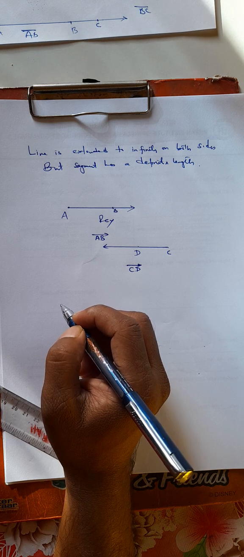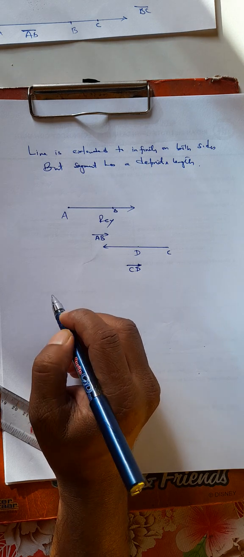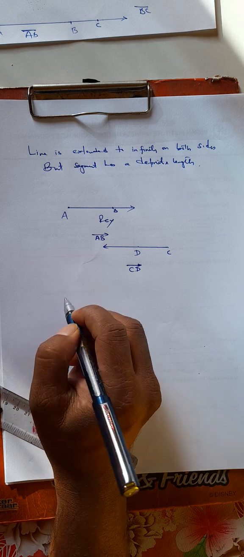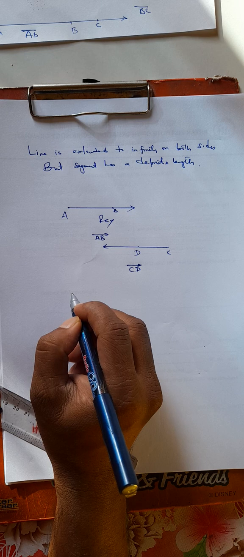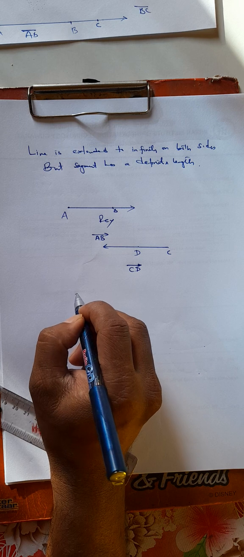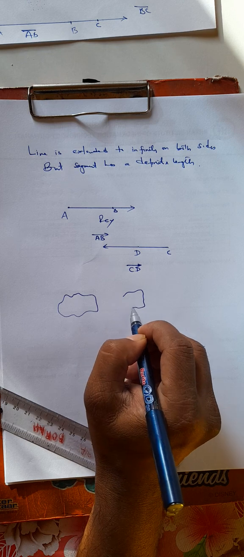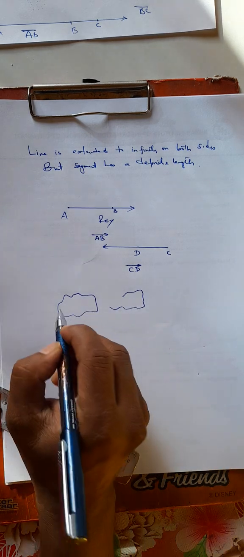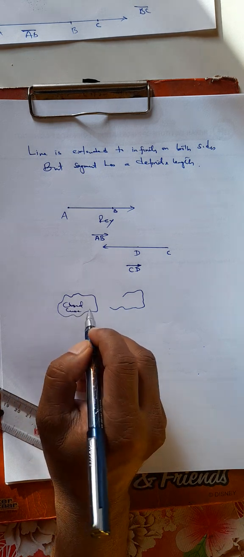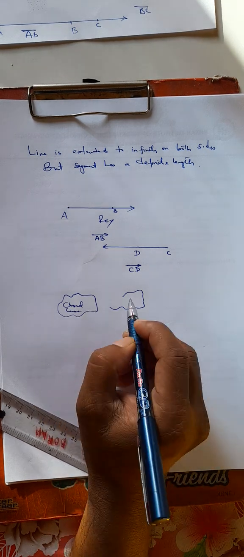Now let us talk about curves. What is a curve? It might be a closed figure and it might be an open figure. So this is called an open curve. This is called a closed curve. A closed curve is a closed figure obtained by joining points. It is called a closed curve. This is called an open curve.